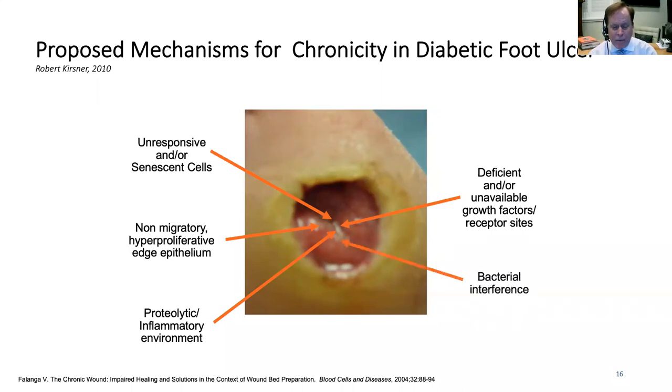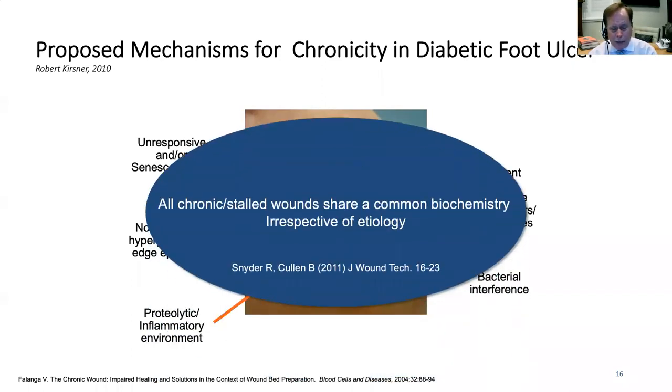And lastly, we have bacterial interference. Higher levels of bacteria keep the wound stuck in the inflammatory phase of wound healing. Bacteria also release their own enzymes, endotoxins and exotoxins. So even though we're talking about the diabetic foot here, all chronic or stalled wounds really share, for all intents and purposes, a very common biochemistry, irrespective of the etiology.